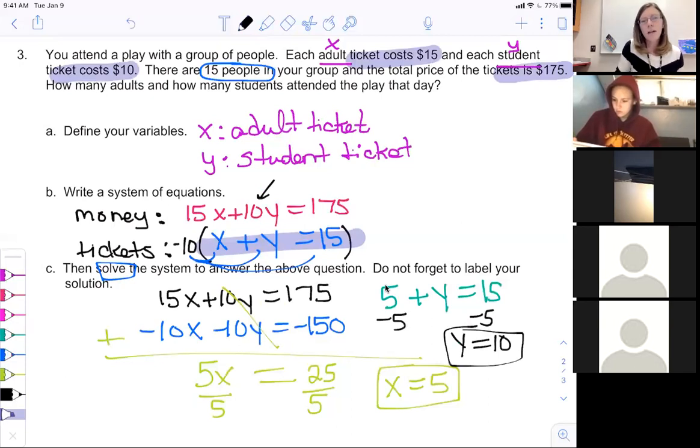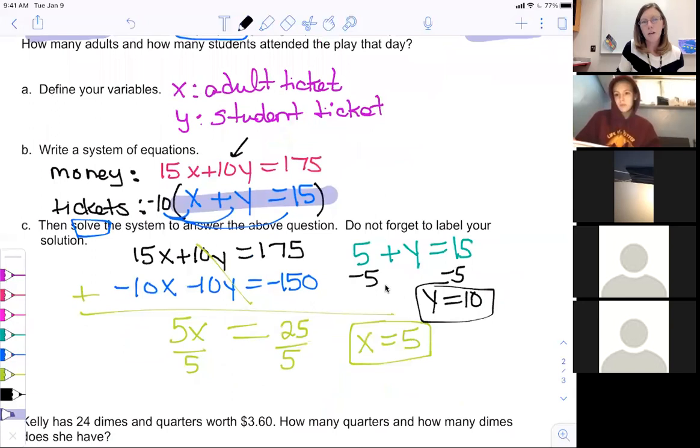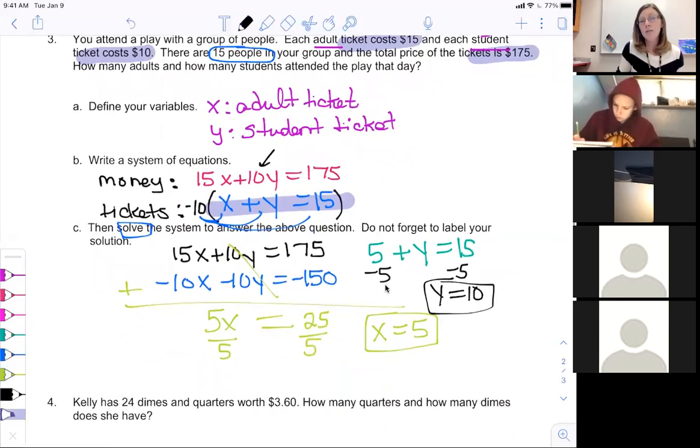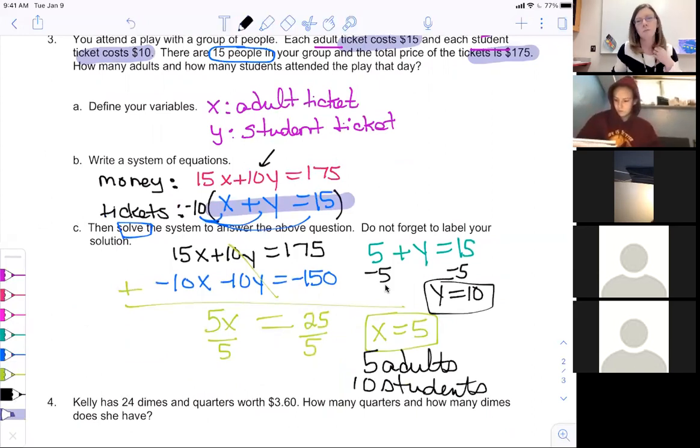So instead of writing this as an ordered pair, we need to actually answer the question. How many adults? Well, X is adults, so there were 5 adults. Y is the students, so there were 10 students. That's the final answer to our question. 5 adults and 10 students went to the play. Any questions on number 3?